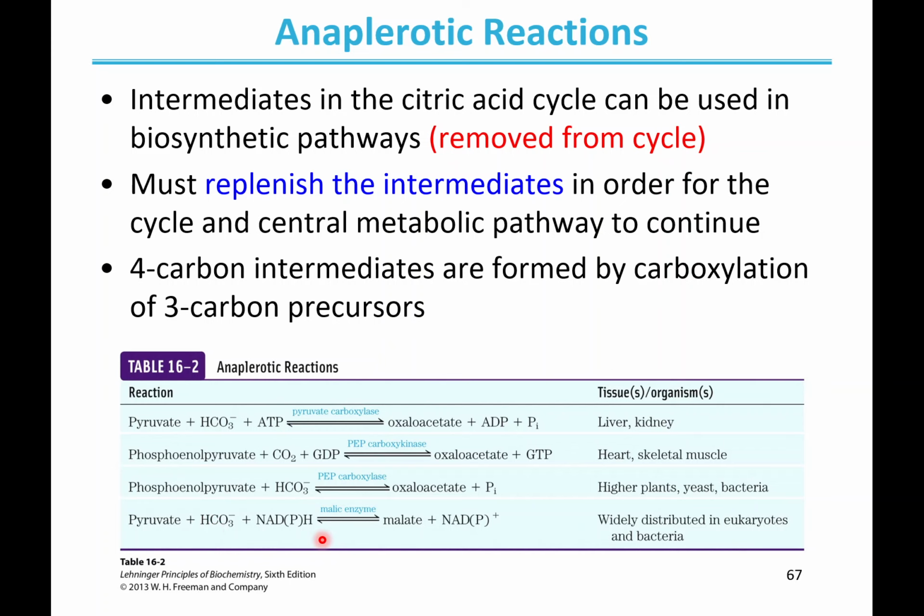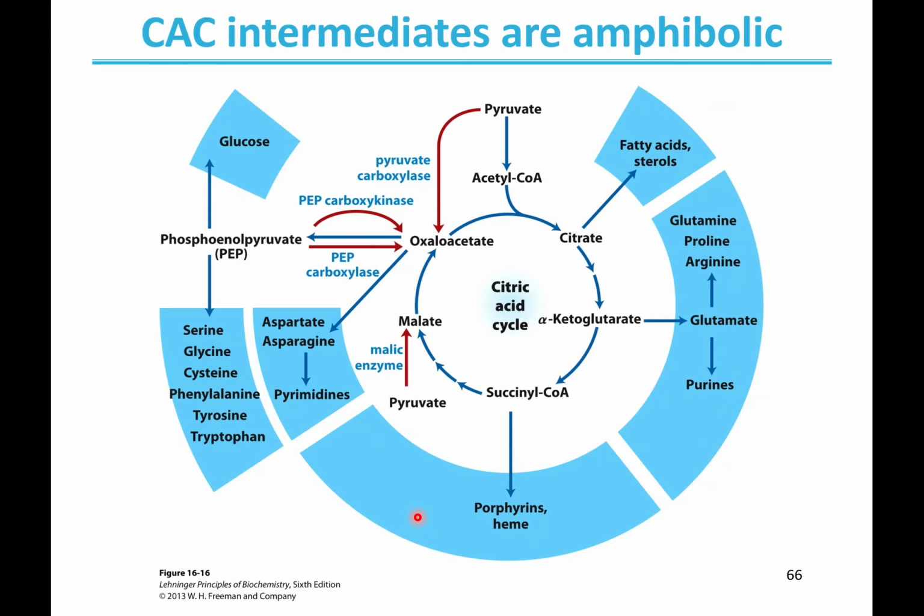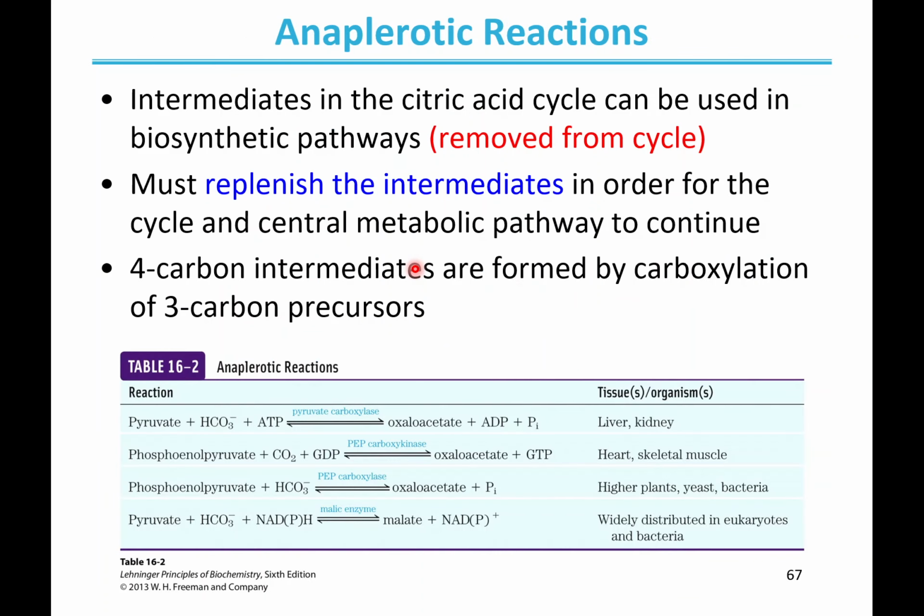And then those are, I should mention, those are shown here in red, where you replenish your citric acid cycle intermediates. Right, so there's a couple places where pyruvate can be put back in, either as oxaloacetate or malate, and then phosphoenol pyruvate can be converted to oxaloacetate by 2 enzymes, PEP carboxykinase or PEP carboxylase.